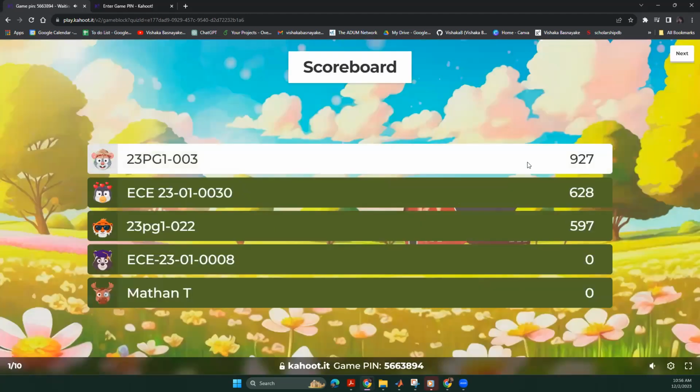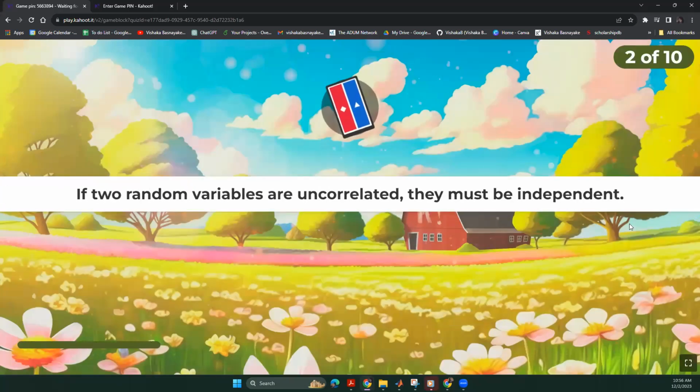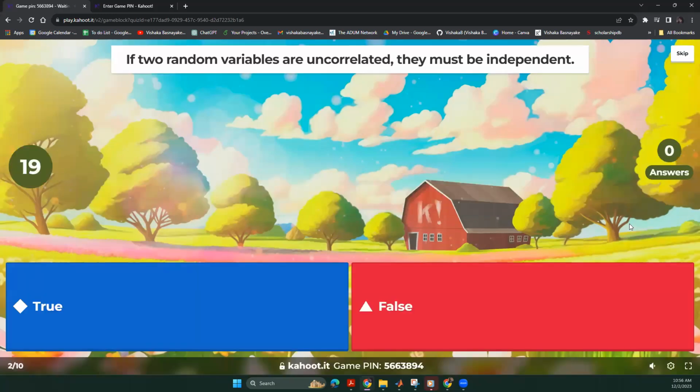So these students have got the marks with these ID numbers. They have got the marks, and you have to give the answer within the limited time, right? So next, if two random variables are uncorrelated, they must be independent. Is this true or false?